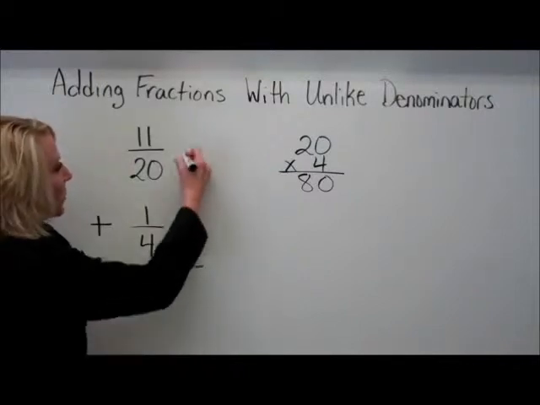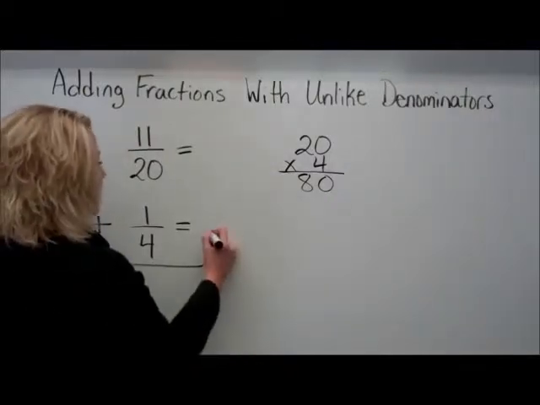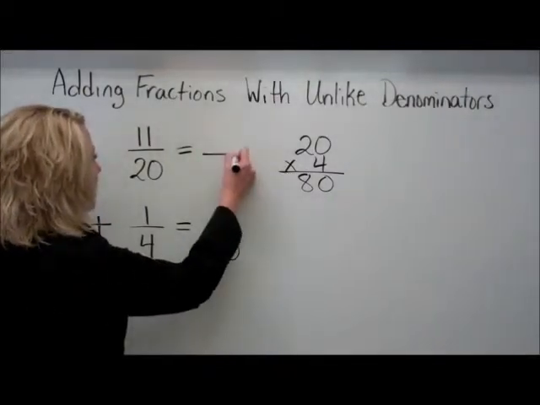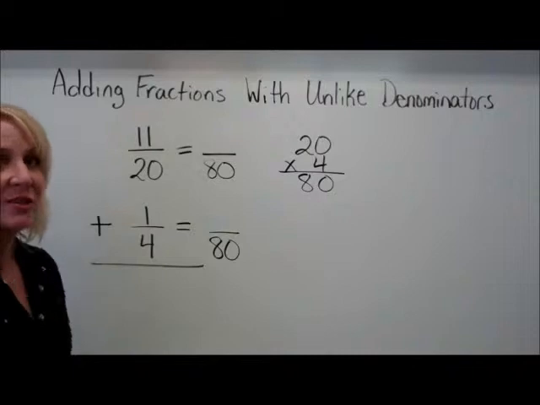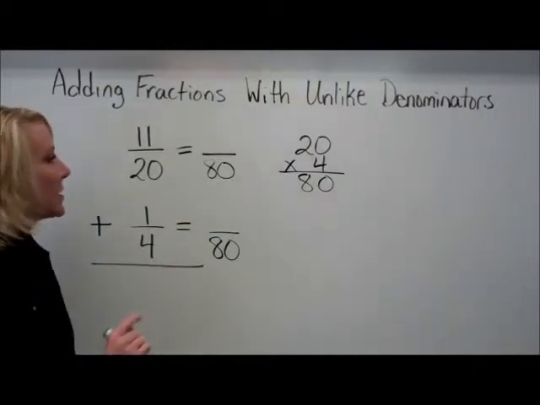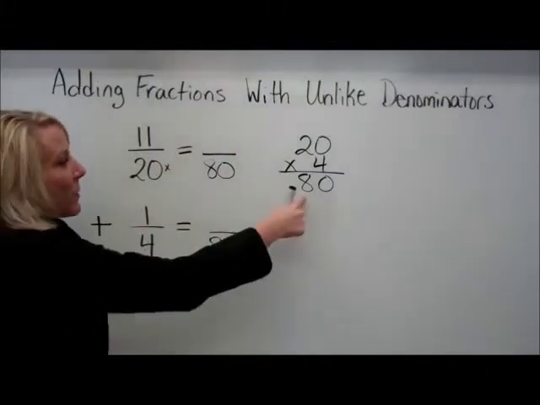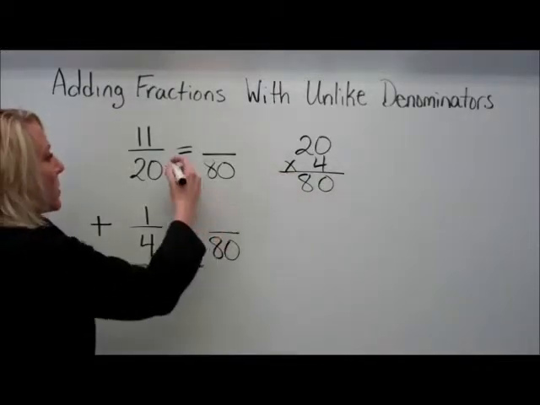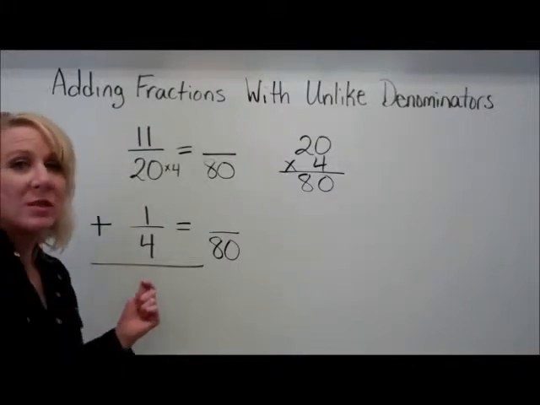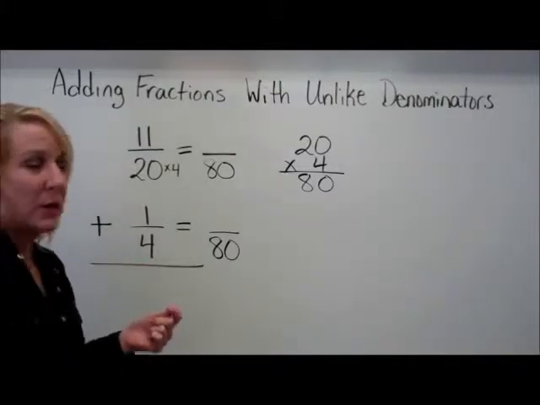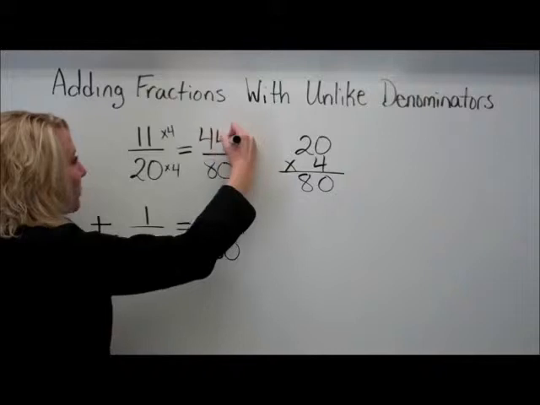To set up the problem, we're going to make equivalent fractions using 80 as our like denominator. So I put in 80 as the denominator for each fraction here. This is a common denominator between these two fractions that originally had unlike denominators. The next step is to figure out what did I multiply 20 by to get 80. We know from our work over here that we multiplied 20 by 4. When we do equivalent fractions, whatever operation we do to the denominator, we have to do the same operation to the numerator. So again, right here, we multiply by 4. 11 times 4 is 44.